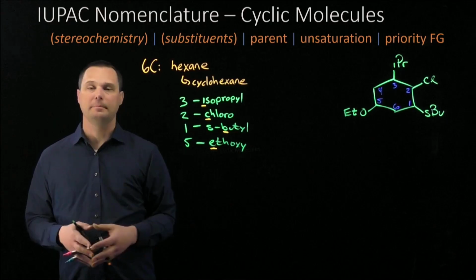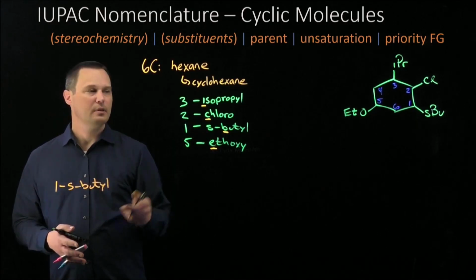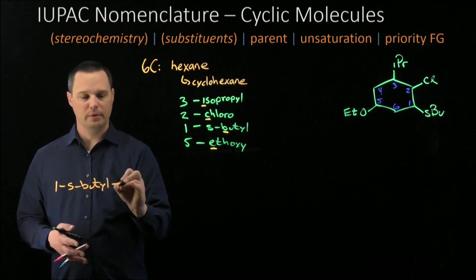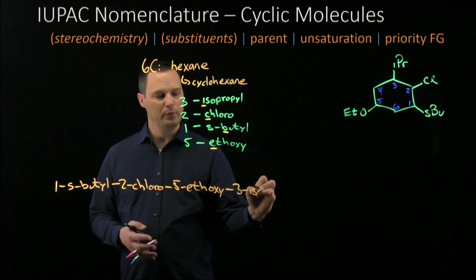Now we're ready to build the name. Alphabetically, our first group is the S-butyl group, so we'll start with 1 S-butyl. The next alphabetical group is the chloro group. We'll do 2 chloro, 5 ethoxy, 3 isopropyl, cyclohexane.